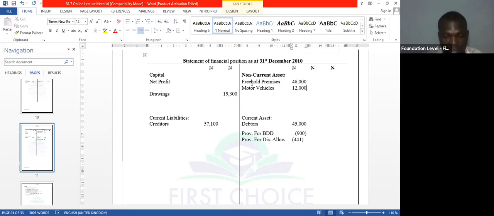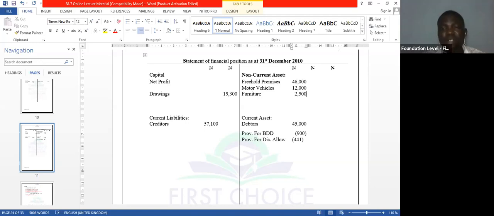And then we have furniture. Furniture also is an example of a non-current asset. So what is the figure for furniture? We have 25 from our trial balance. Once we are done with that, we now move to the next one on our trial balance, which is provision for depreciation on motor vehicle.